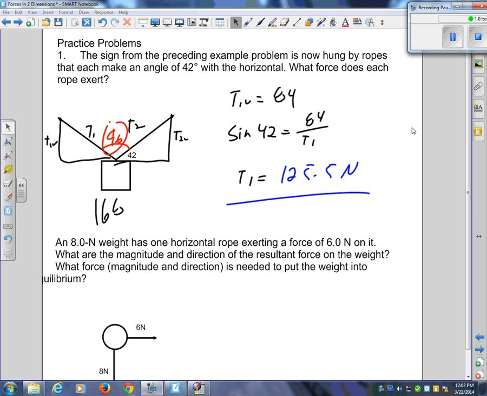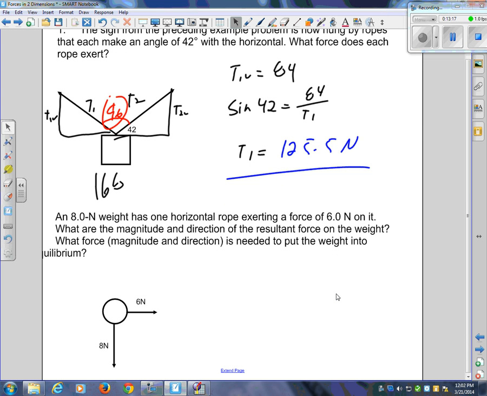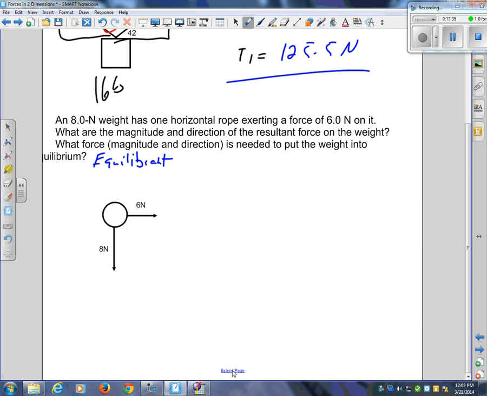Okay, here's the second sample one. An 8 Newton weight has one rope exerting a force of 6 newtons on it. What are the magnitude and direction of the resultant force on the weight? And what force, magnitude and direction, need to put the weight into equilibrium? And what, again, is that called? The equilibrant. So we're going to find the resultant. 8, 6, I don't even need a calculator because it's a 3, 4, 5 thing. That one's 10.